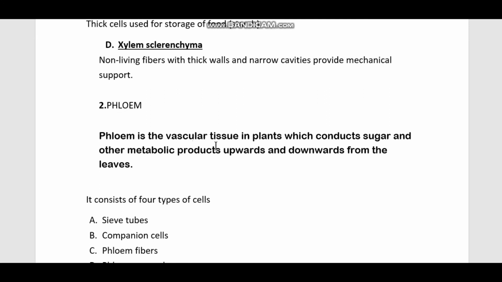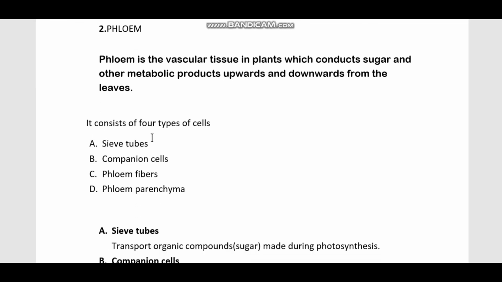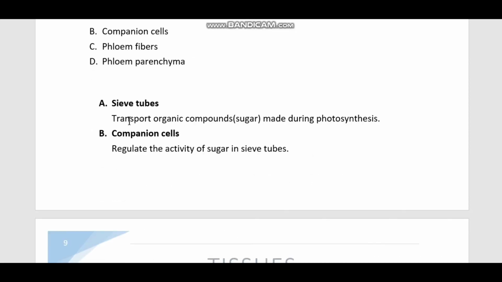Phloem. Phloem is a vascular tissue in plants which conducts sugar and other metabolic products upwards and downwards from the leaves. It consists of four types of cells: sieve tubes, companion cells, phloem fibers, and phloem parenchyma. Sieve tubes transport organic compounds like sugar made during photosynthesis.